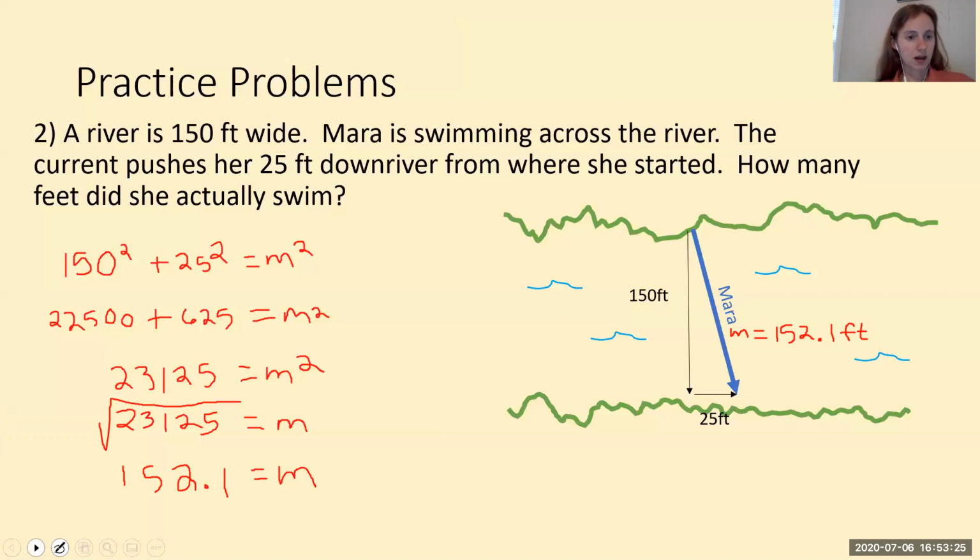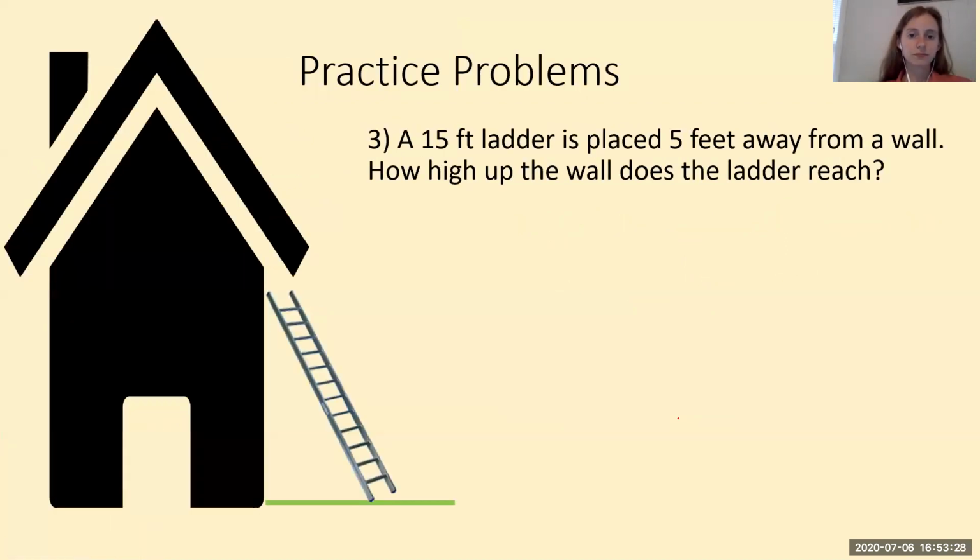Okay, now let's take a look at our final question here. It says a 15-foot ladder is placed 5 feet away from a wall. How high up the wall does the ladder reach? So the ladder itself is 15 feet long. And then it's placed 5 feet away from the wall. So down here at the ground, we're setting it 5 feet away from the wall. So that is from here to here.